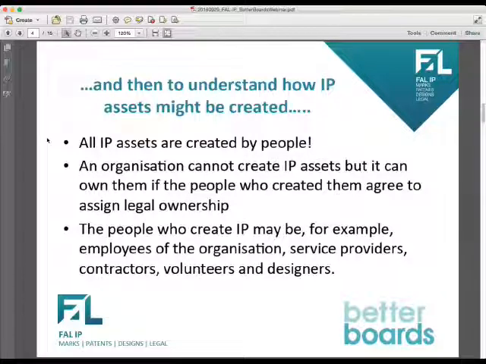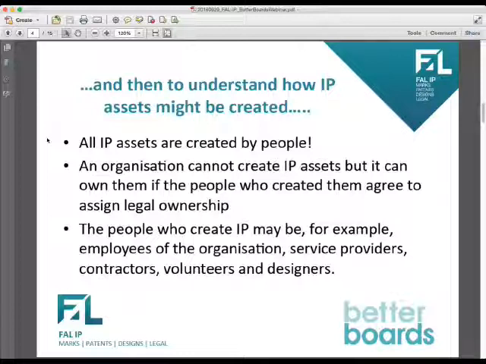It's really just to capture, you know, once you understand what the IP asset looks like, it's identifying the sources of where that IP asset might come from to help you understand what framework you might need to have in place. And then who owns it? Yeah. And who owns it?